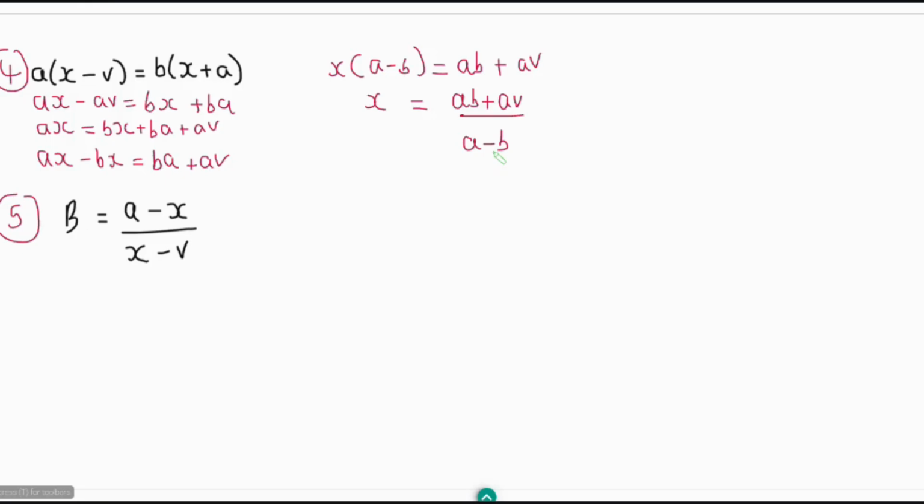Okay, and question 5. So I didn't really like this fraction. So to get rid of the fraction, let's times both sides by x minus b. So if I times both sides by x minus v, sorry, it looks like this. Then I will expand the brackets. Anything with an x on one side, anything without on the other side. So let's add bv to both sides.